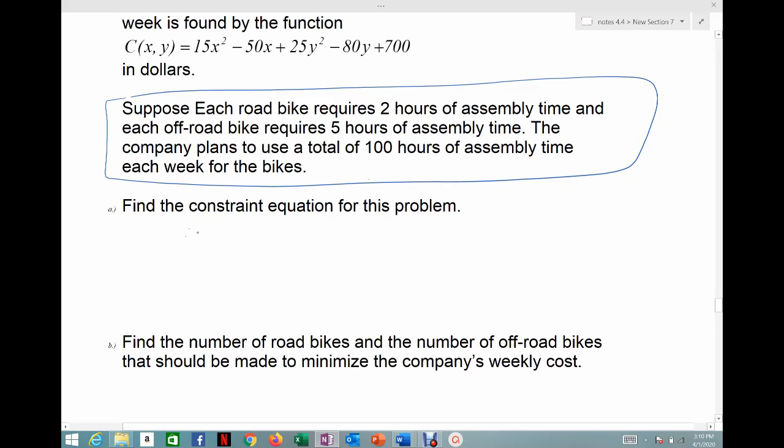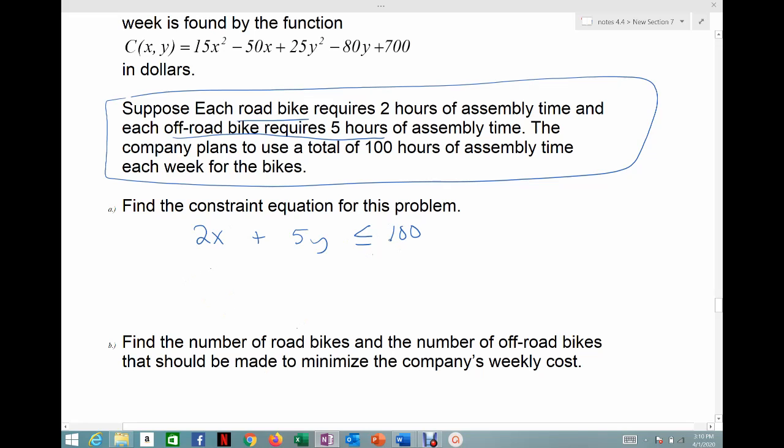So the constraint equation is 2x, right? Sorry, x represents the road bike, so this is how much time they can spend on the road bike. 5y is how much time they can spend on the off-road bike. And it's got to be less than or equal to 100. I'm actually going to leave the less than or equal to in this case, because it's actually going to come into play in this example. And we'll do another one like this in the next set of notes as well.